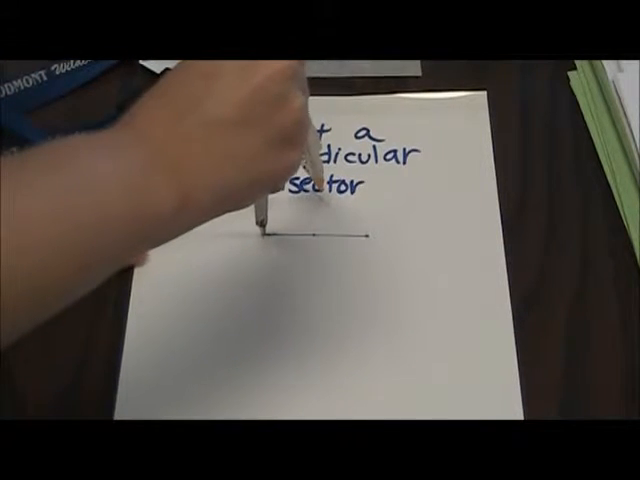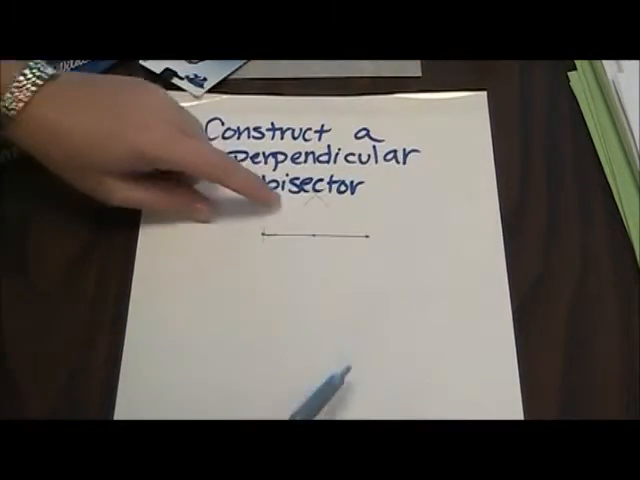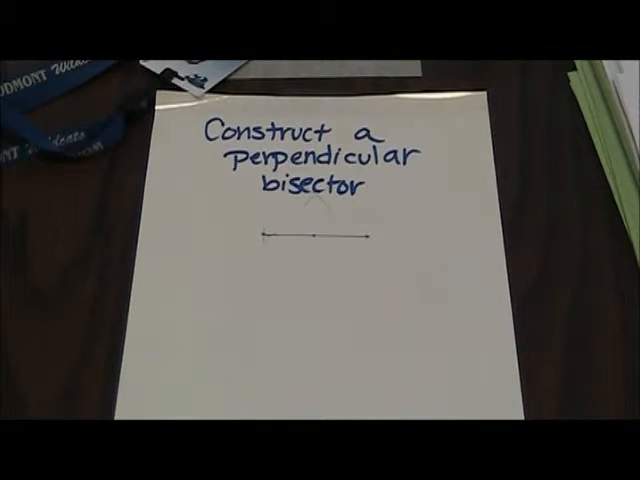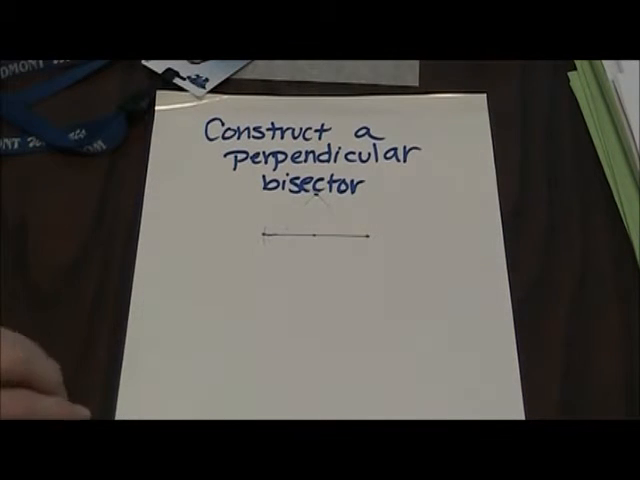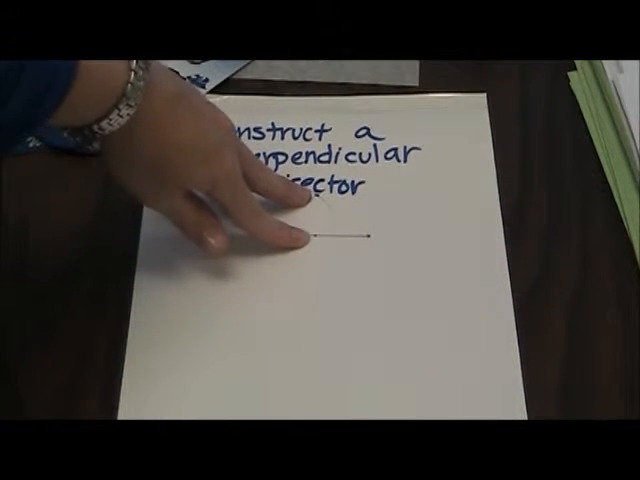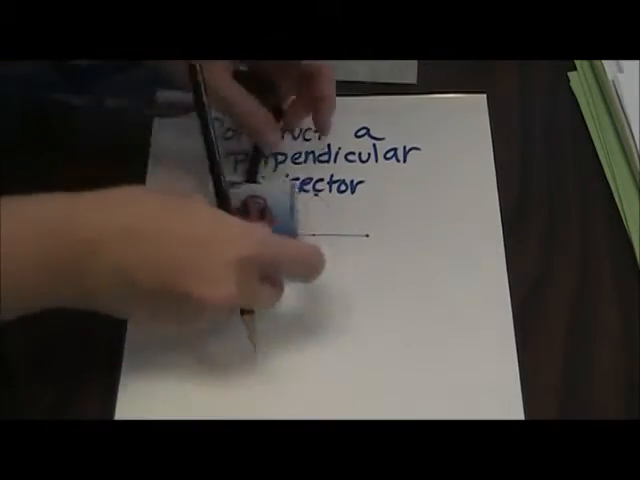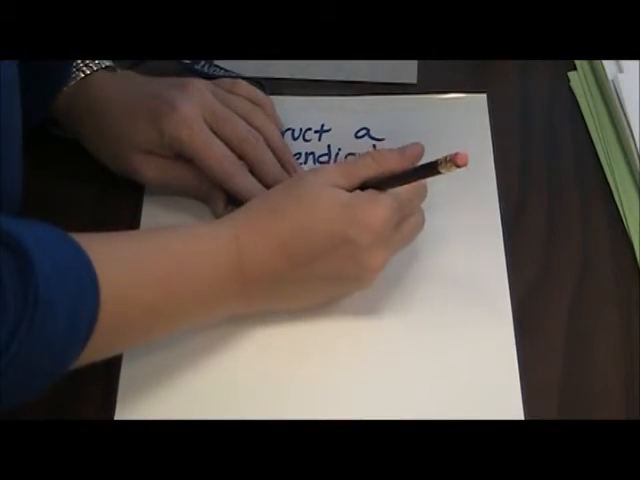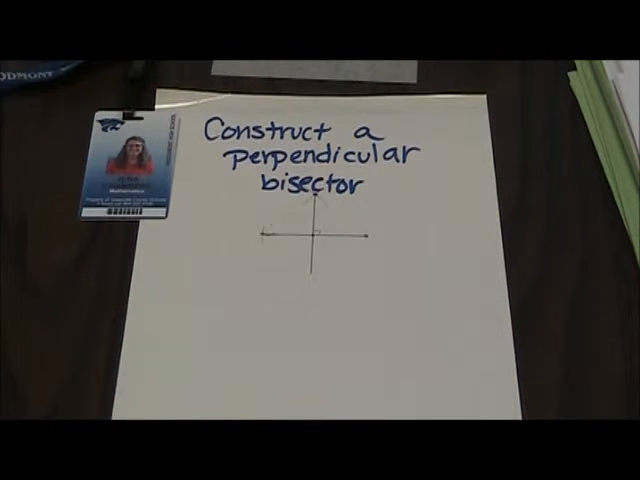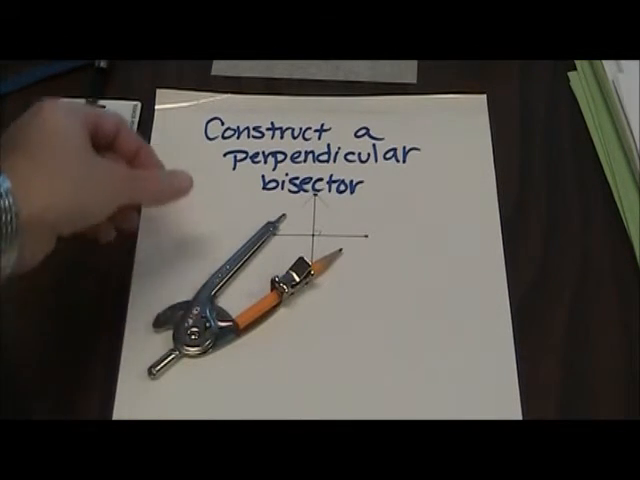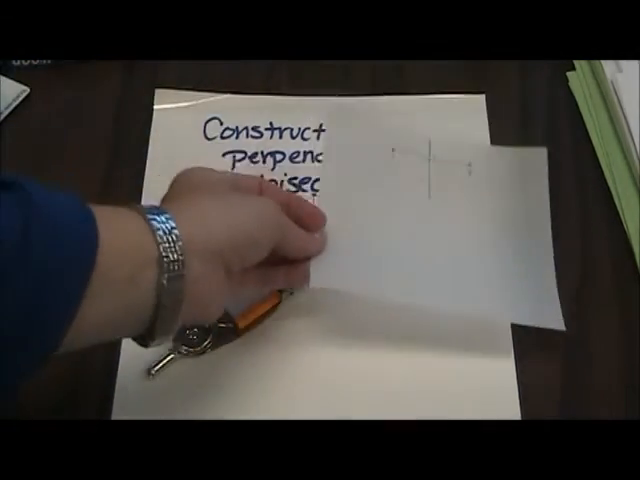And then you're going to take your metal tip and move it to the other endpoint. And you're going to create an arc that intersects the one you already drew. So what you should have is sort of like a curved X up here. And then where they intersect is going to be the second point. And you're going to create a line segment that connects those 2 points. And that line segment will then be your perpendicular bisector. So that is how you would create a perpendicular bisector using a compass and patty paper.